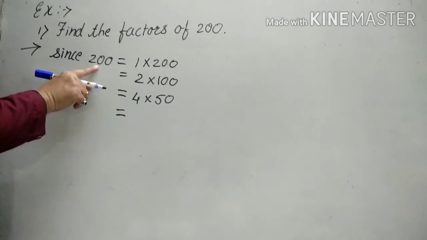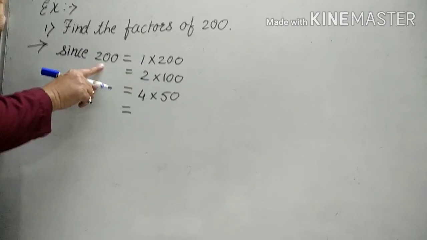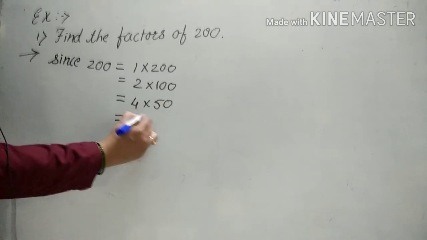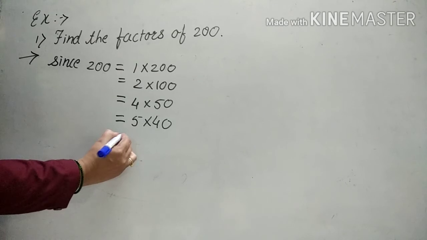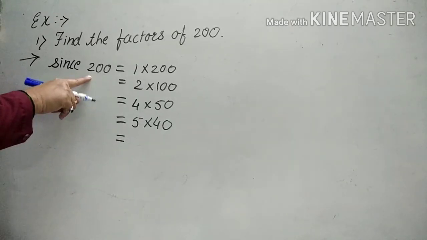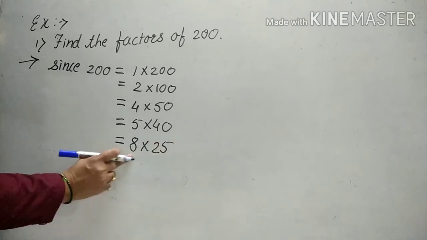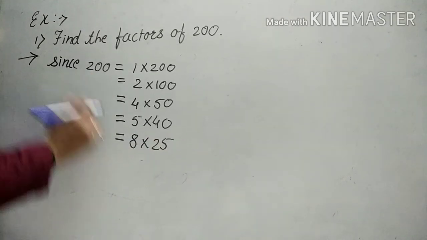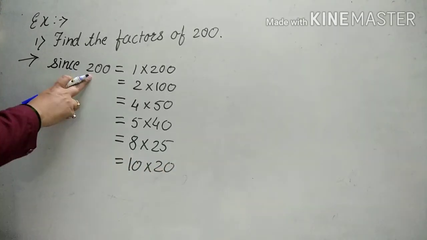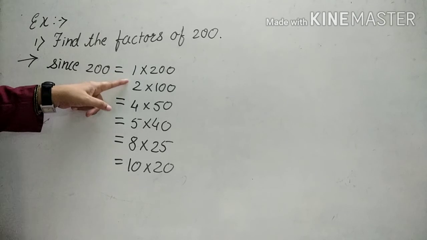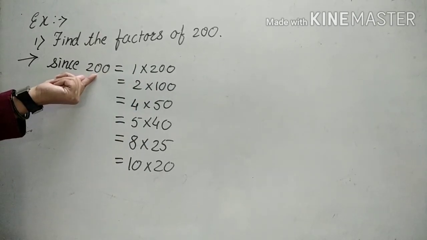Then 3 is not a divisor of this, so I have not taken 3. After 4, I can divide it by 5. So 5 multiplied by 40 is also 200. Then after 5, I cannot divide it by 6 or 7, so I will go for 8. 8 multiplied by 25 will give me 200. Then after 8, 10 multiplied by 20 will give me 200.